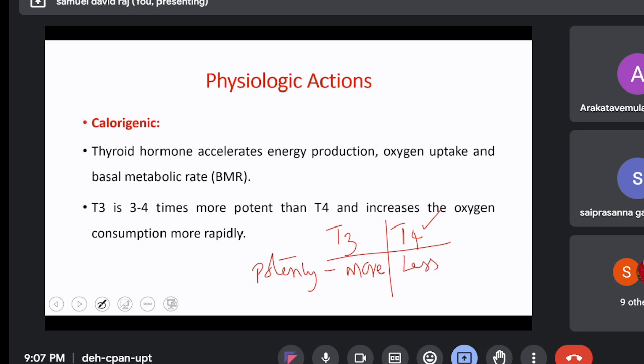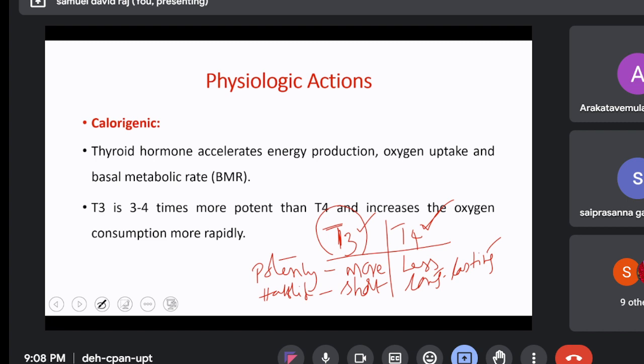T4 is said to be less potent when compared with T3. Okay, that means T3 is fast acting. Number two, half-life. When compared with T4, T3 lives for only a short duration. Its half-life is very short, whereas T4 is long-lasting. In some cases, it remains in the blood for not just days, but weeks and months together, as seen in some subjects. That is the reason why in blood, T3 is very short-lived and T4 is long-lived.